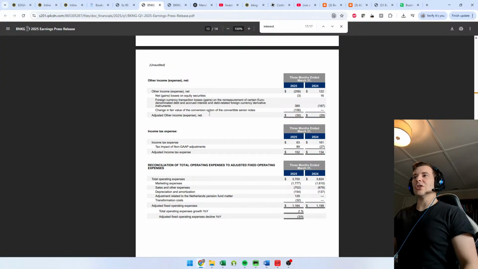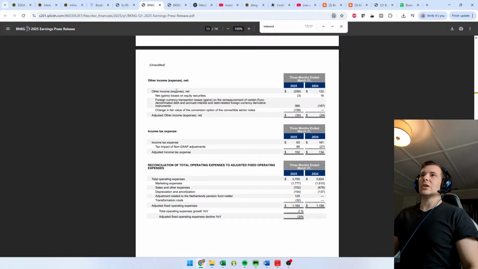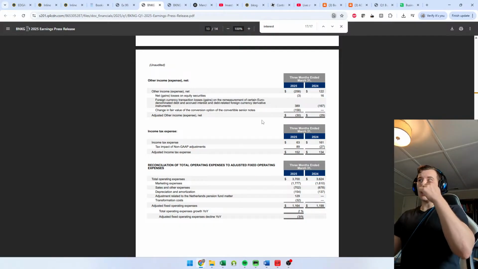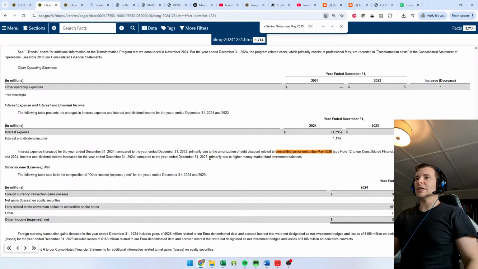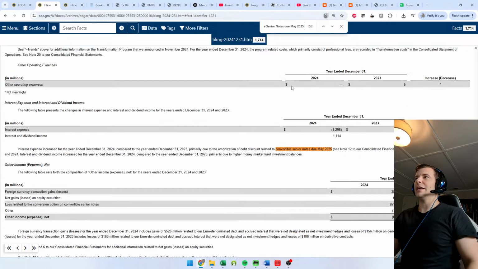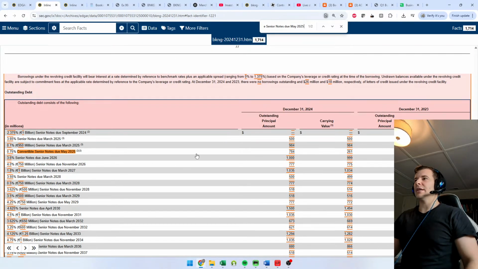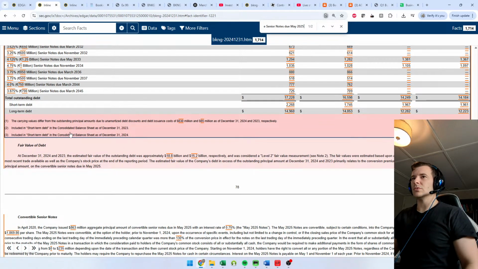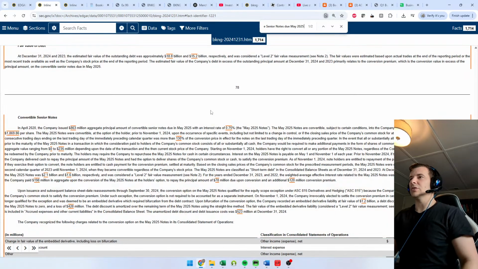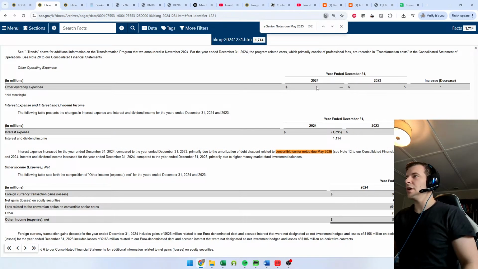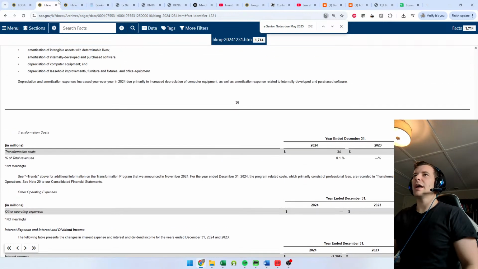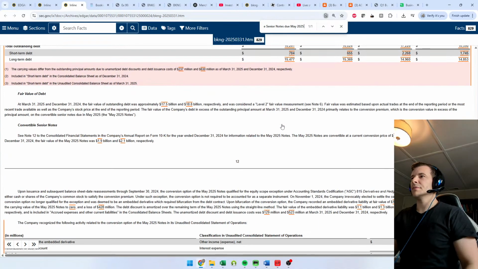So first, there's a change in fair value of the conversion option of the convertible senior note. That may sound pretty complicated. Basically, if you read their filings, I'll show you where in the 10K, it says, hey, we have a senior note due May 2025. And it's right here. And outstanding principal amount is $784 million. If we scroll down to this, it just says that it's included in short-term debt. Doesn't matter too much.